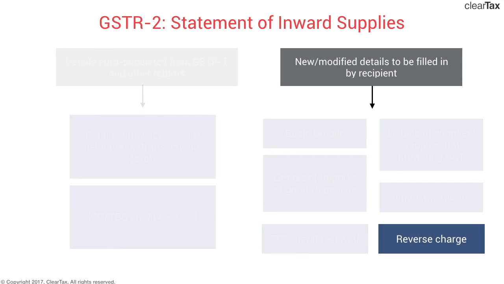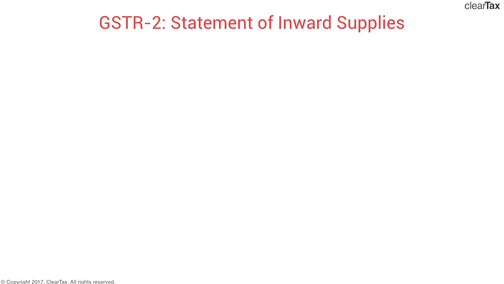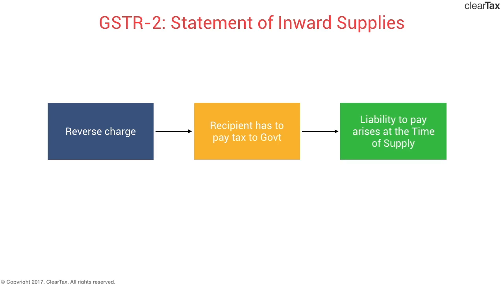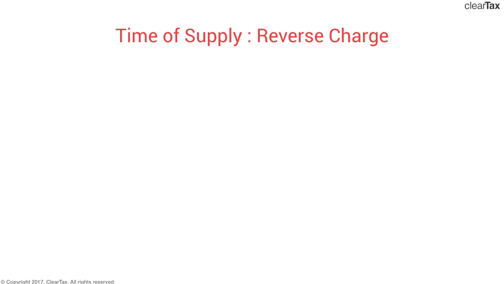The last one relating to reverse charge. Let's understand this a little bit, just the underlying concept. So you have reverse charge. The recipient has to pay to the government. The recipient is filing GSTR2, so he has to file details of tax that he's paying to the government on reverse charge basis. The liability to pay arises at the time of supply. We've checked out in detail the time of supply in module 5.